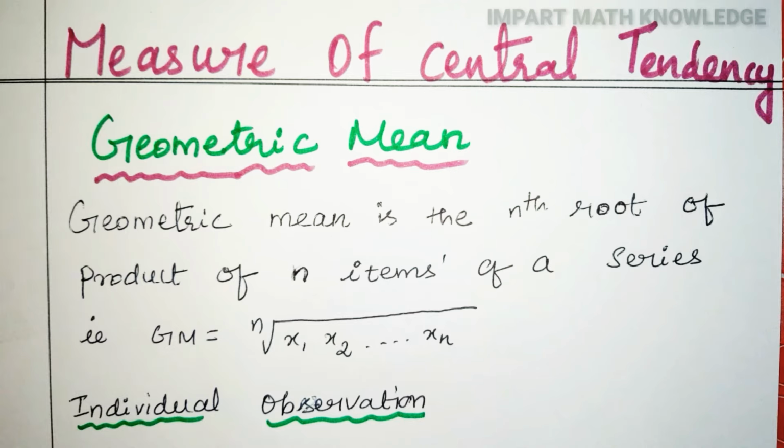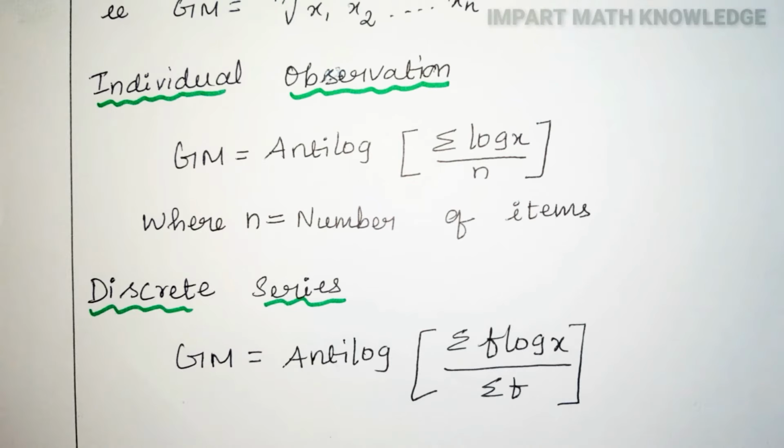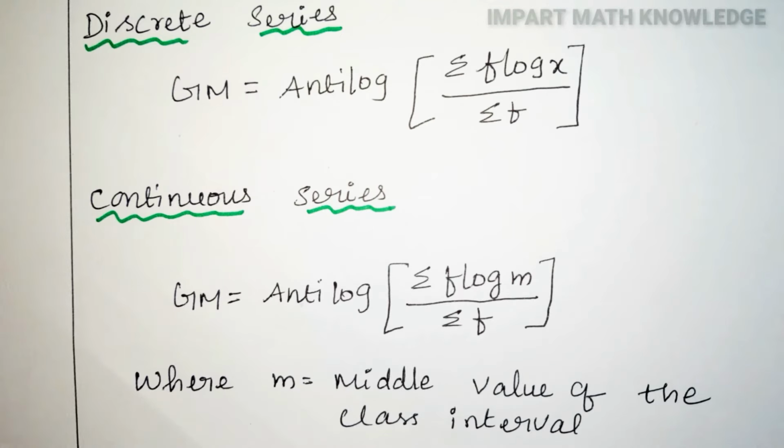I am going to discuss about measure of central tendency, geometric mean. Geometric mean is the nth root of product of n items of a series. For individual observation, geometric mean is equal to antilog of sigma log x divided by n, where n is the number of items. In the discrete series, geometric mean is equal to antilog of sigma f log x divided by sigma f. In the continuous series, geometric mean is antilog of sigma f log m divided by sigma f, where m is the middle value of the class interval.